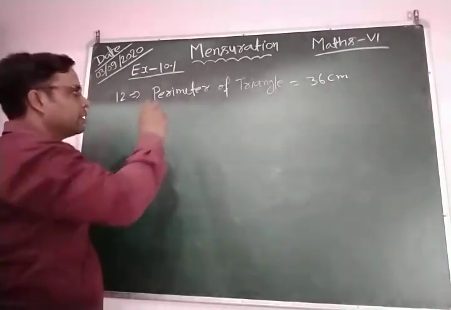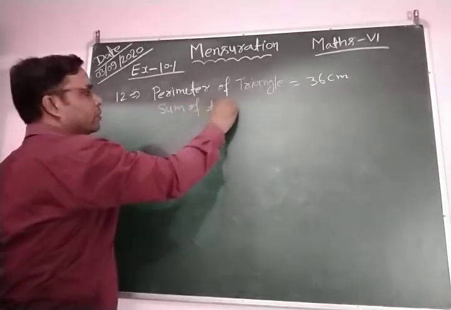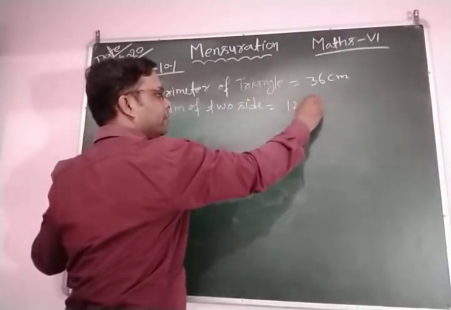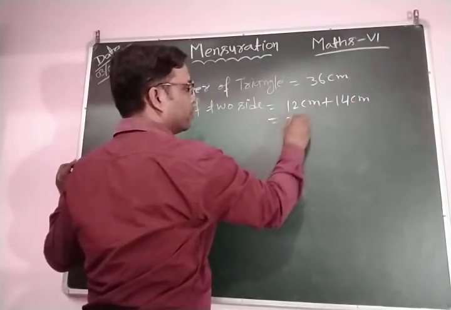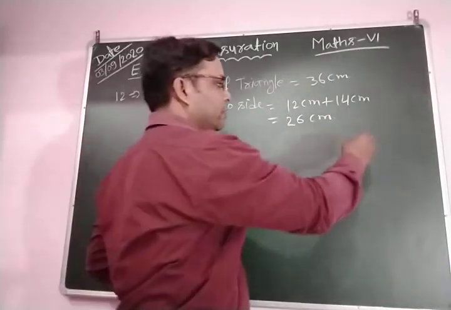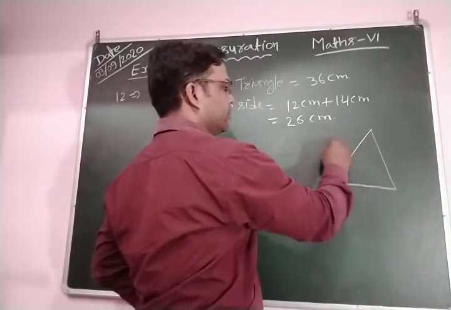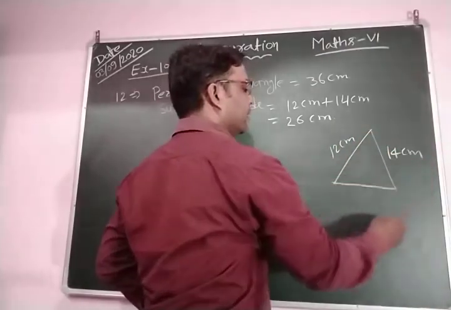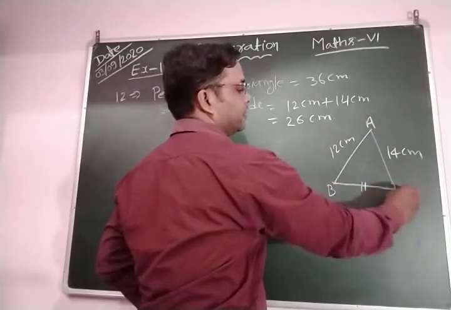Okay, two sides are also given. So we first find the sum of two sides. The sum of two sides is equal to 12 centimeter plus 14 centimeter, which is equal to 26 centimeter. Okay, so if you want to draw a figure of the triangle, you can draw it like this. Suppose this is 12 centimeter and this is 14 centimeter, and we need to find this side. Okay, A, B, C. Suppose this is the triangle.